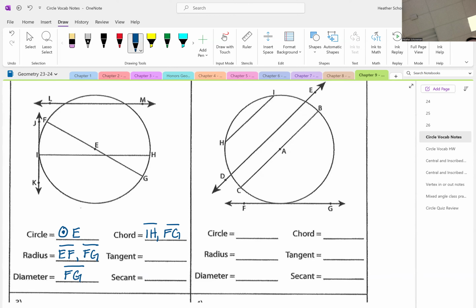Tangent touches the line in one spot. So in this time, it would be line JK. A secant goes all the way through and touches the circle in 2 spots. So on this one, it'd be line LM.